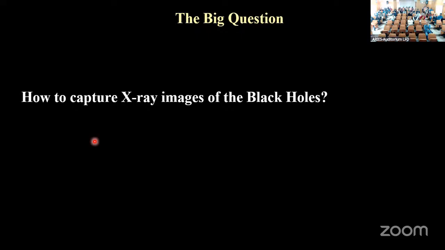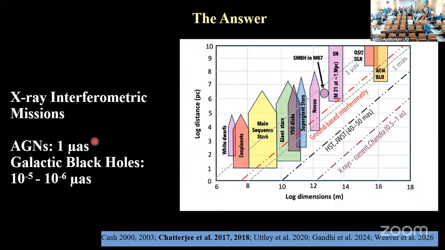So how do we capture X-ray images of black holes? The simple answer is X-ray interferometric process. So you need X-ray interferometric missions for that, and for AGNs, let's say you have 1 megaparsec distance, it requires 1 microarc second. For a galactic black hole, let's say at 10 kpc distance, it requires 10 to the power minus 6 microarc second. So you need X-ray interferometric missions for that.